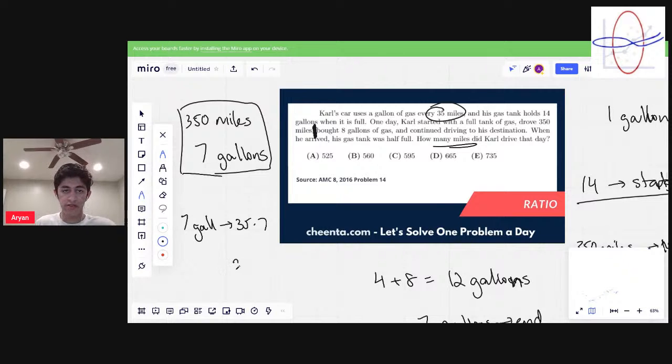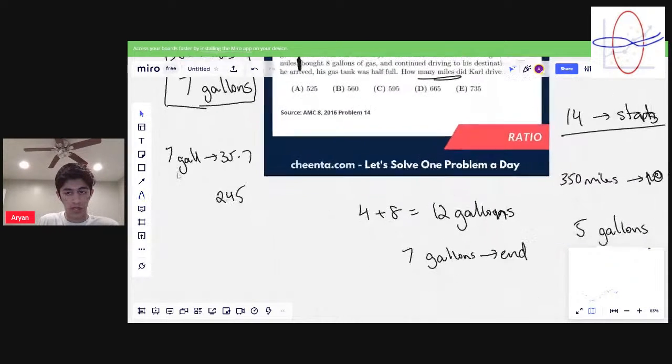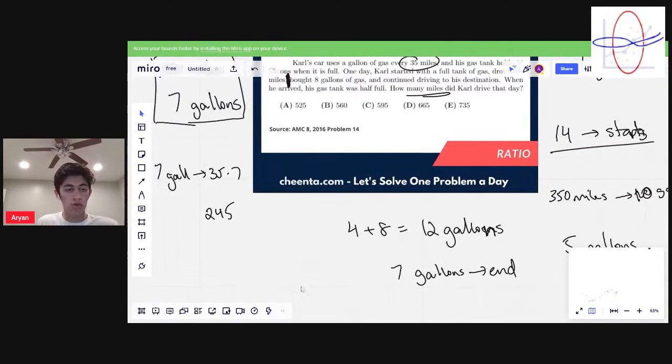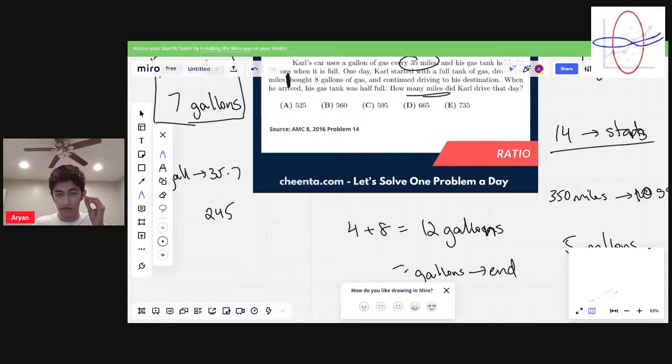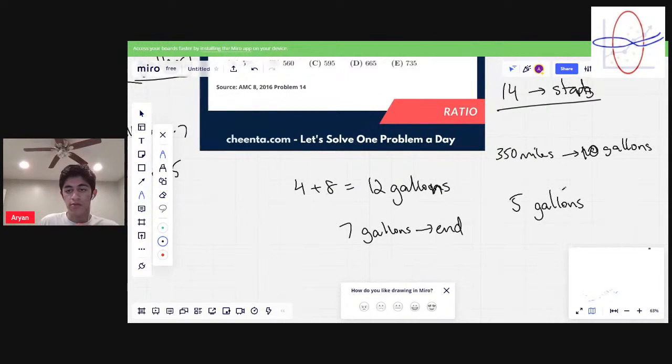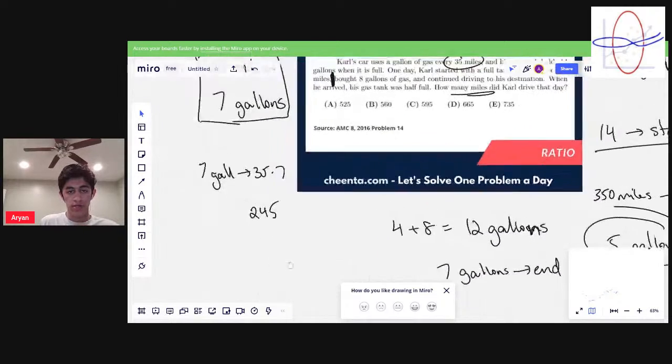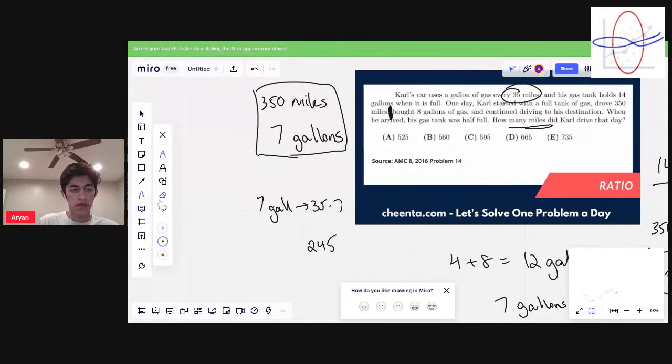Oh, sorry, actually I just realized what we messed up. He ends with 7 gallons, which means it wasn't 7 gallons that he used, it was 5 gallons. We wrote that here. That was a slight mistake. So in reality, it's this number right here: 350 miles and 5 gallons.